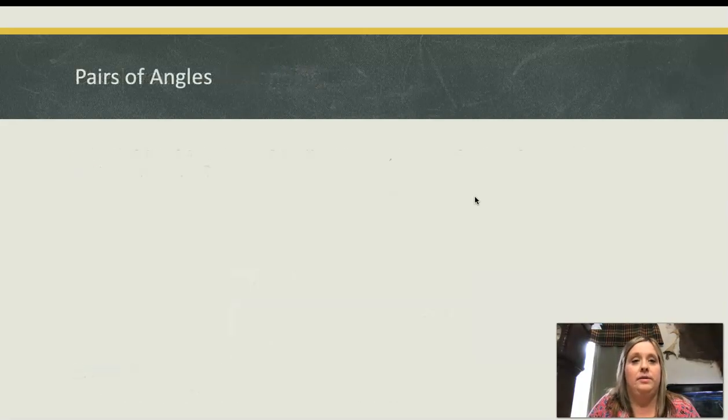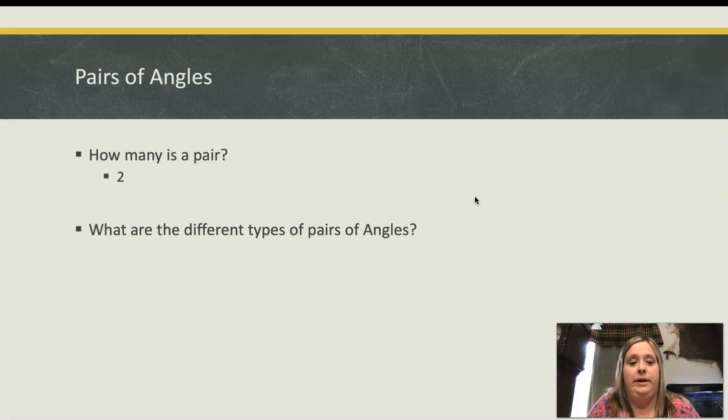Okay. Now we're going to get into some of the new material, and we're going to talk about angle pairs. So how many is a pair? Madison. 2, right. So 2 is a pair. When you have 2 of anything, it's a pair. What are the different types of pairs of angles? Complementary, supplementary, adjacent, and vertical.